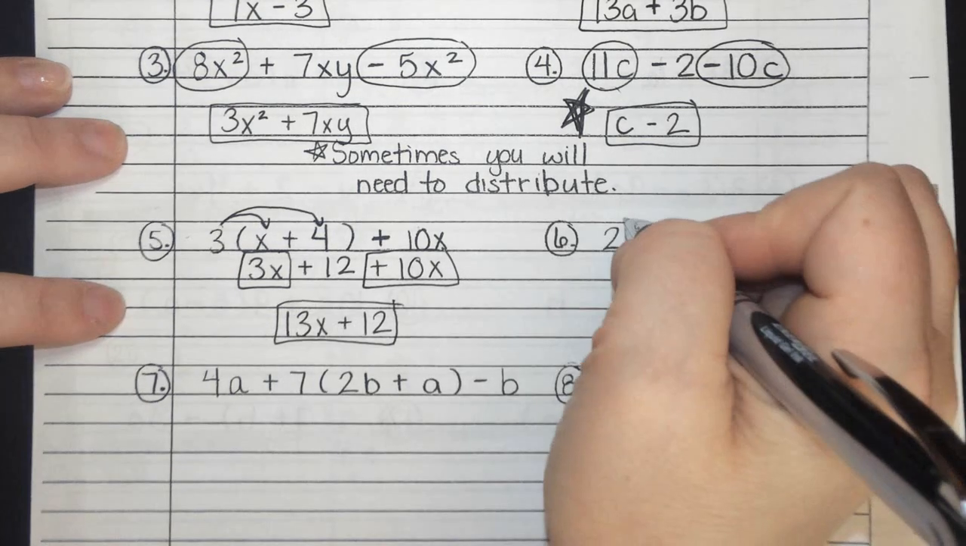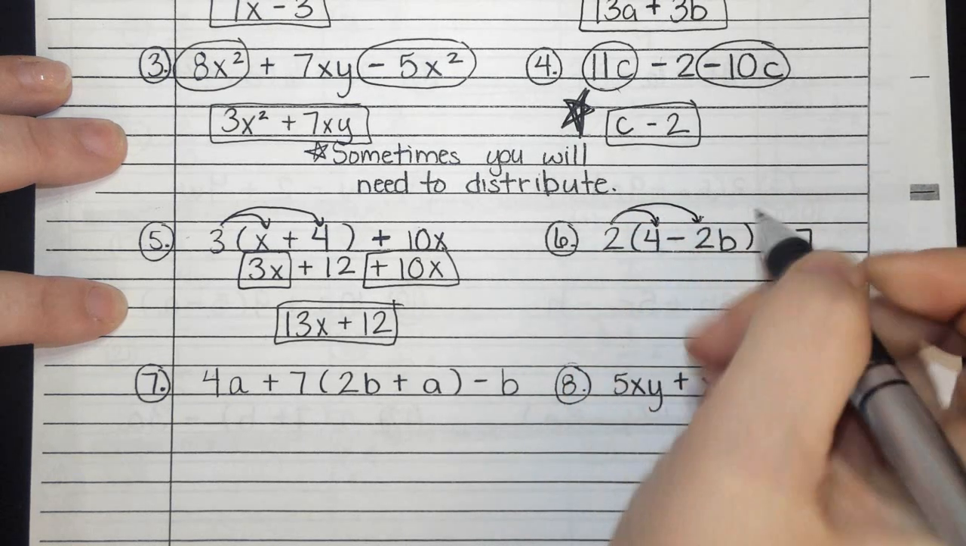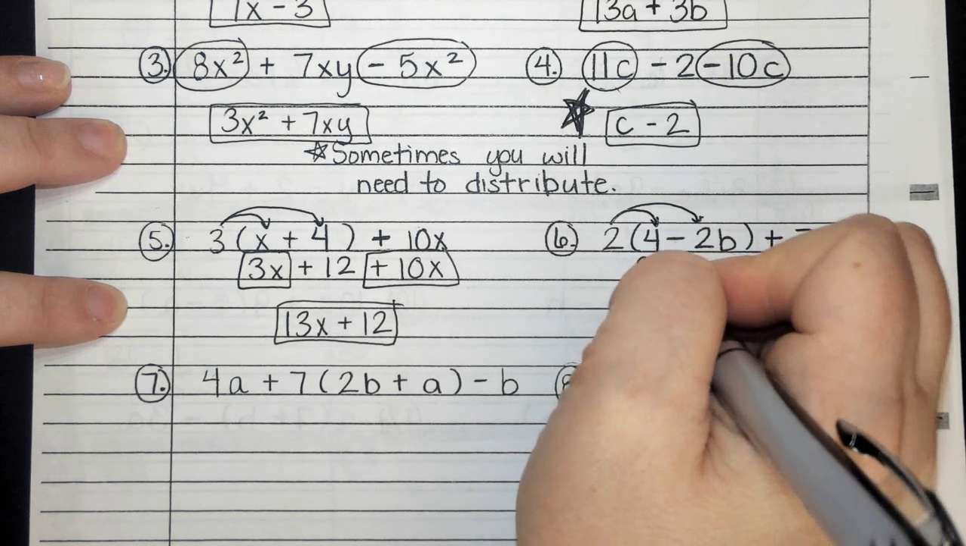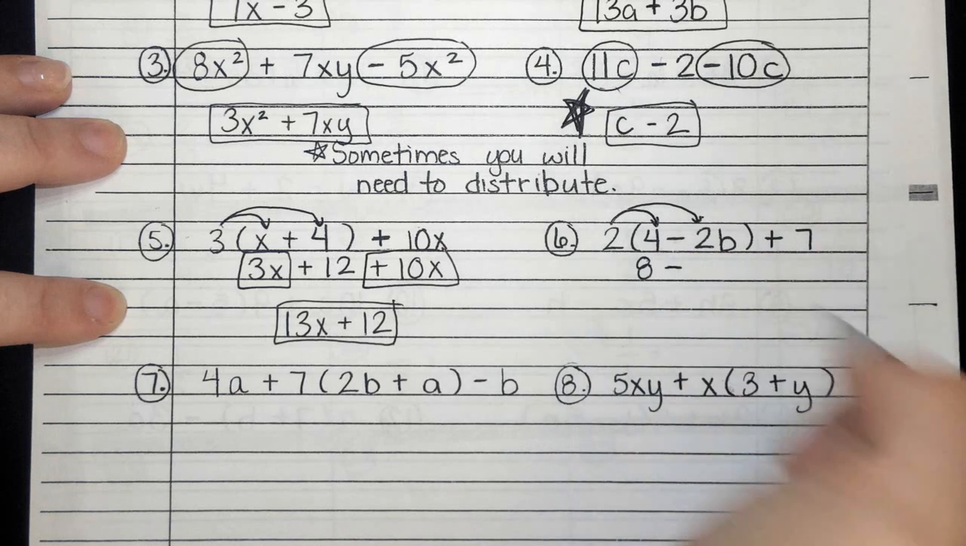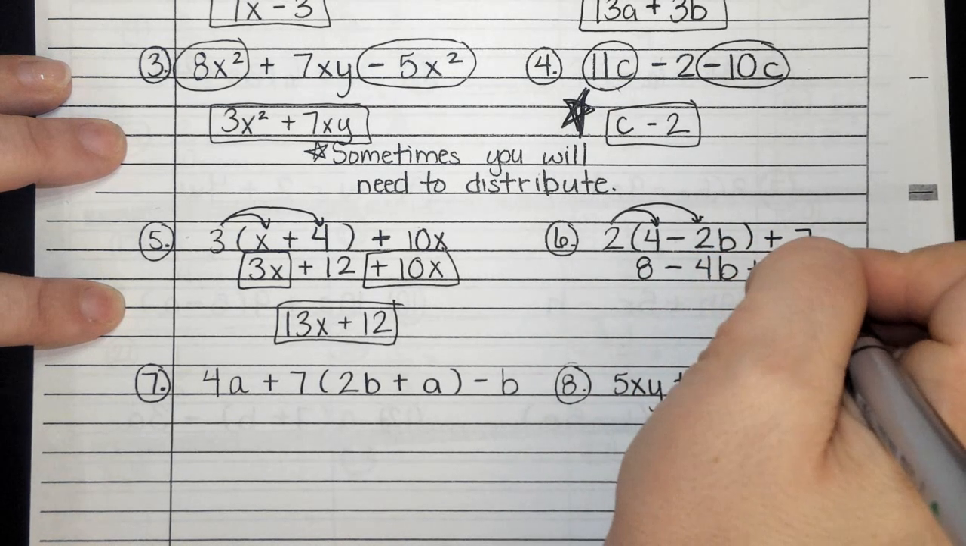All right. I'm going to take my 2 here, and I'm going to pass it out. So I'm going to pass 2 to 4, which gives me 8. And then minus, I'm going to pass 2 to 2b, which gives me 4b plus 7.